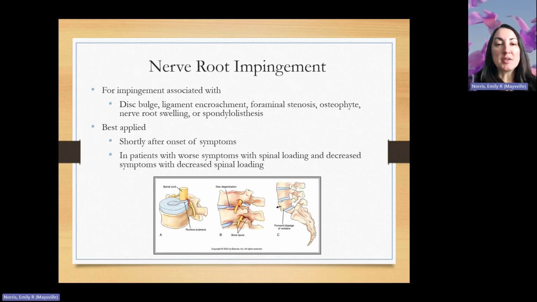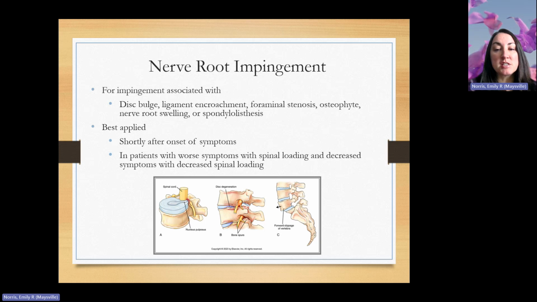With nerve root impingement, typically this is either associated with a disc bulge, ligament encroachment, so that's where the ligament is entering the space and pushing on the nerve. Foraminal stenosis. Stenosis is narrowing of the spinal column. So if it narrows too much, it pushes on the spinal cord and causes pain, and eventually it could cause injury if it narrows enough. Osteophyte, that's a bone spur. Nerve root swelling, just inflammation in the root itself, or spondylolisthesis.